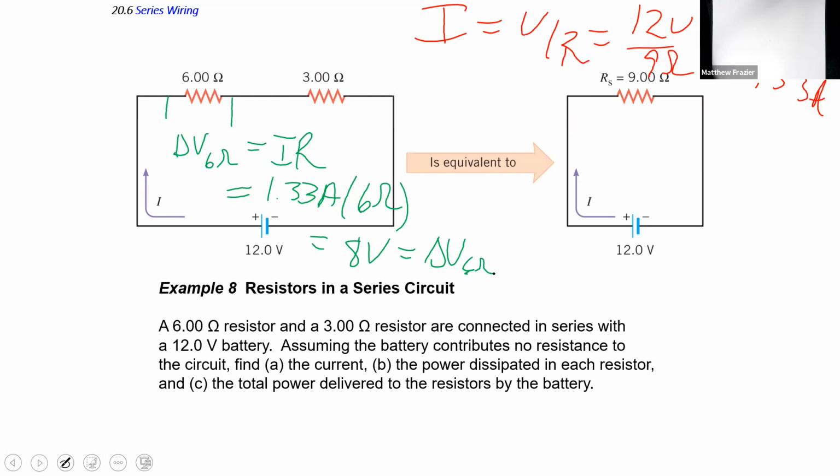Now, for the other one, which I'll put in blue here, there's 2 ways to go about it. We can do the same math. We can do delta V for the 3 ohms is 3 ohms times 1.33 amps, which is 4 volts. Or we can realize that the potential across each resistor has to add up to the battery. And so that has to be 12 minus 8, which is 4 volts. So we can inspect it, or we can calculate it, and it works both ways. So this has to be 4 volts.